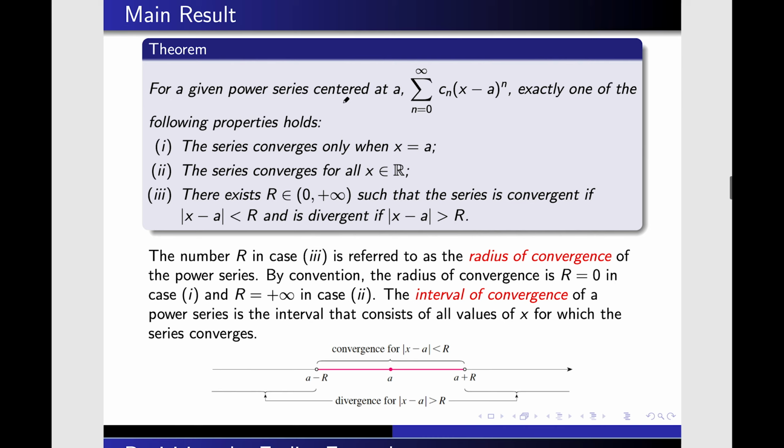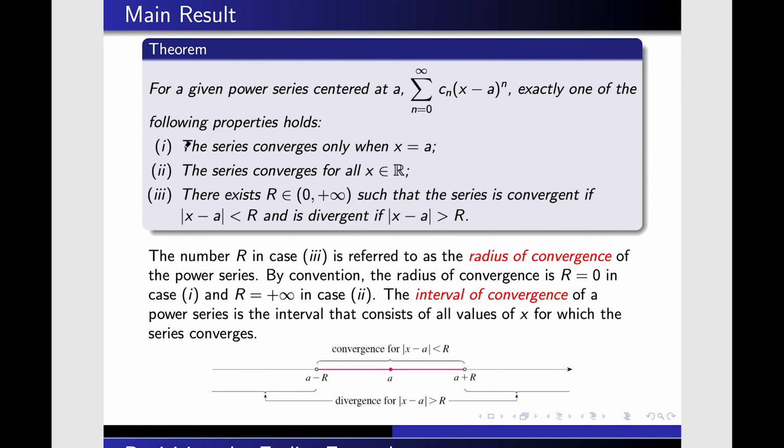So for a given power series centered at A, which means a series like this, exactly one of the following properties holds. The first case, the series is going to converge at and only at x equals A, which means I'm going to have a convergence just at A, okay? No matter where you go away from A, you're going to have divergence. The second scenario is when the series converges for all real numbers x, which means no matter what real number you plug in here, you're going to have convergence.